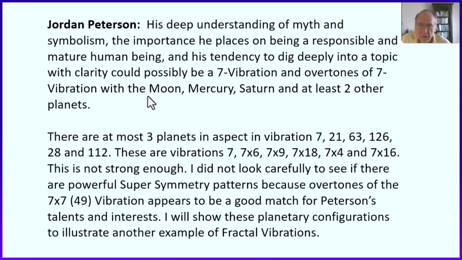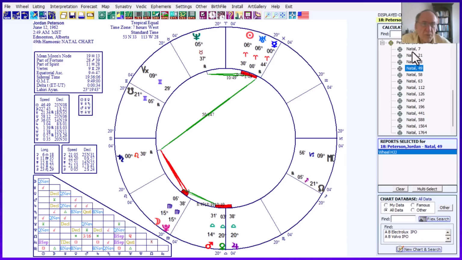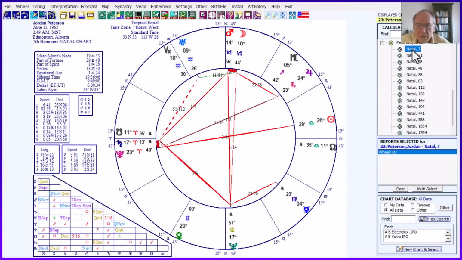When we look at the 7 vibration charts, I'm not seeing anything outstanding in terms of the aspects. So I brought up his 7 vibration. There's a T-square, Mars, Saturn, Neptune. That actually makes a lot of sense. But Mars is over 2-degree orb. And Moon is involved. Well, this is what I'm expecting, actually. Moon, Mars, Saturn, Neptune. So there it is, right in the 7 vibe. But why is he so extreme about it?